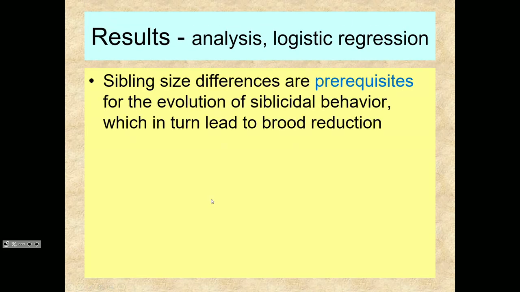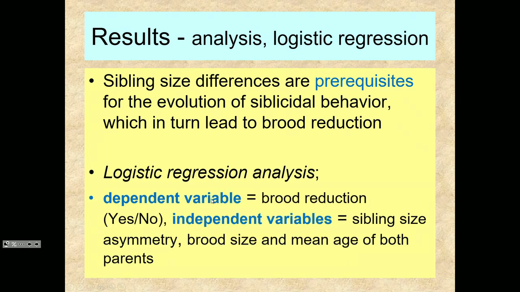So we did some logistic regression analysis, and we know that sibling size differences are a prerequisite for the evolution of siblicidal behavior, which in turn can lead to brood reduction. So we did this logistic regression analysis, where you have a dependent variable, which is whether reproduction is reduced or not. And then we have independent variables like sibling size asymmetry, brood size, which could vary between 2 and 3 in these cases, and mean age of both parents. Because in this population, the adults have been marked during a number of years, so we can know the age.